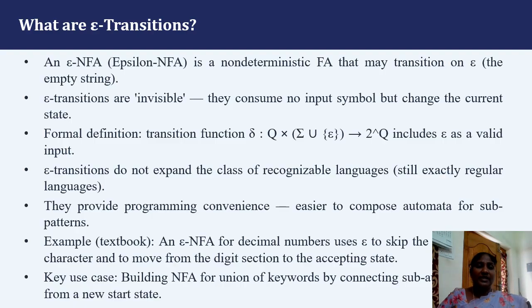In general, an epsilon-NFA is a non-deterministic finite automata. It may transition on the empty string. Epsilon transition consumes no input symbol, but it changes the current state to another state. The formal definition of the transition function delta is that it takes the current state and the input symbol, which may include the empty string, and moves to the next state.